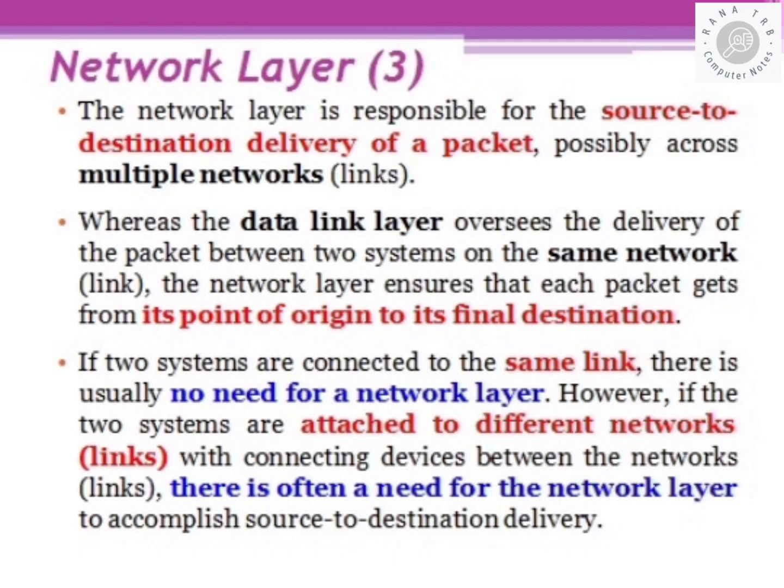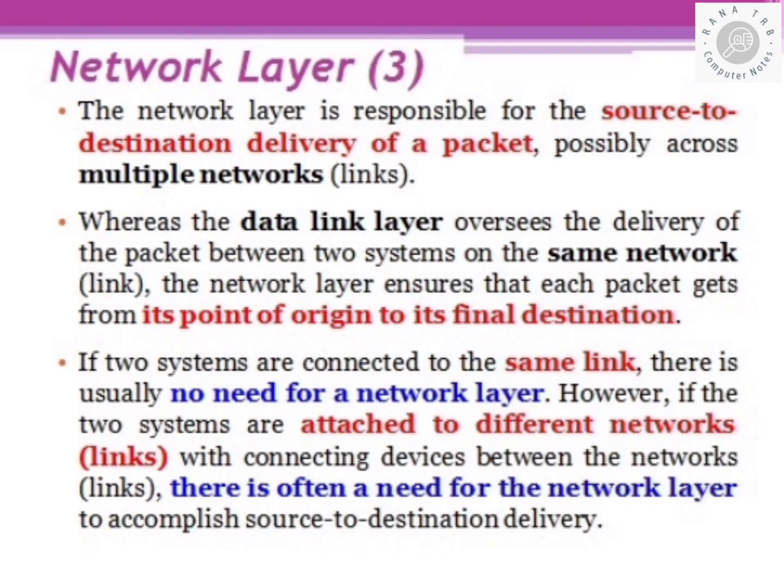Next one is the network layer. The network layer is responsible for the source-to-destination delivery of packets across possibly multiple networks. For example, if two systems are connected to the same link, there is no need for a network layer. However, if the two systems are attached to different networks with connecting devices between the networks, there is often a need for the network layer to accomplish source-to-destination delivery.